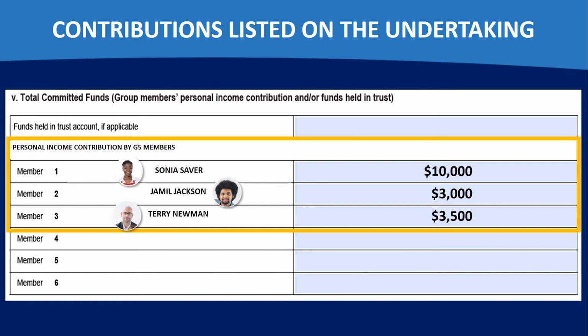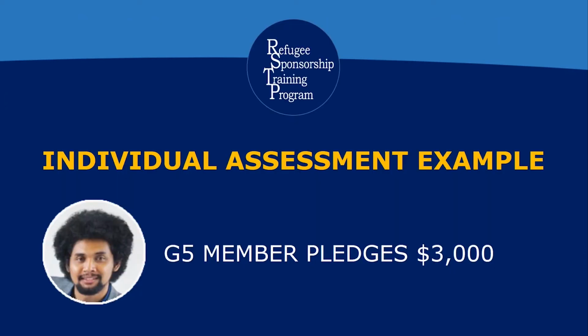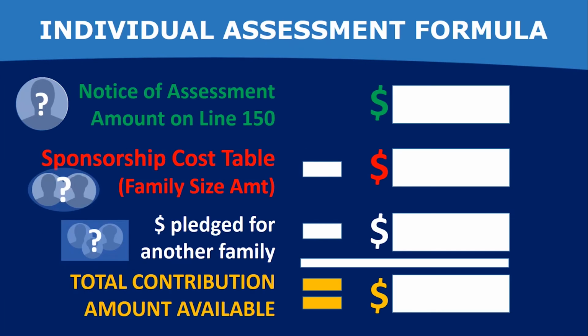So let's take a look at Jamil. We're going to individually assess his pledged amount and compare it to his source of income and how much money his family needs to live on. Jamil has pledged $3,000. This is the formula that the IRCC officer will use to assess whether someone has the financial capacity to contribute the amount of money they are pledging on the undertaking form.